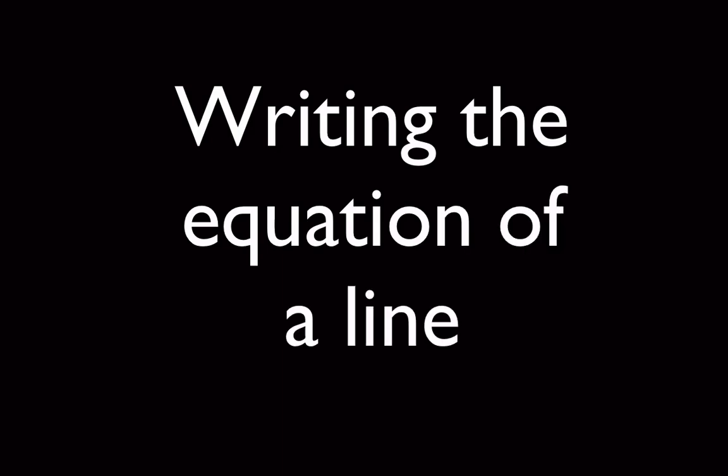Okay, so what we're going to do right now is work on writing the equation of a line. What that means is we're going to start with a graph that already has a line on it, but we do not know what the y equals mx plus b is. So we're going to try to pick out our m and our b and use that information to complete the equation.